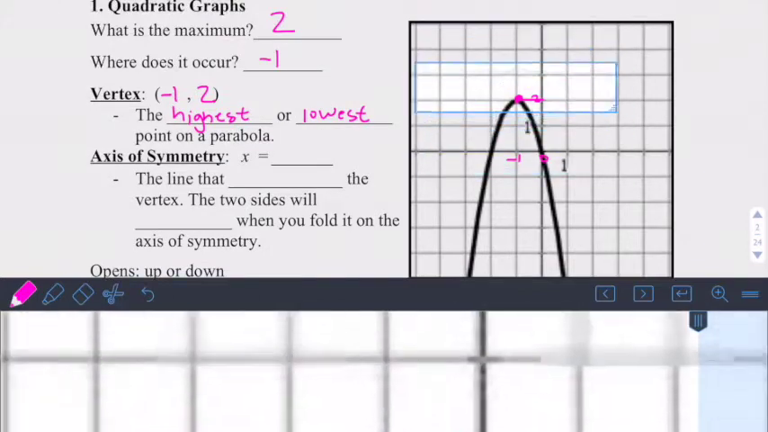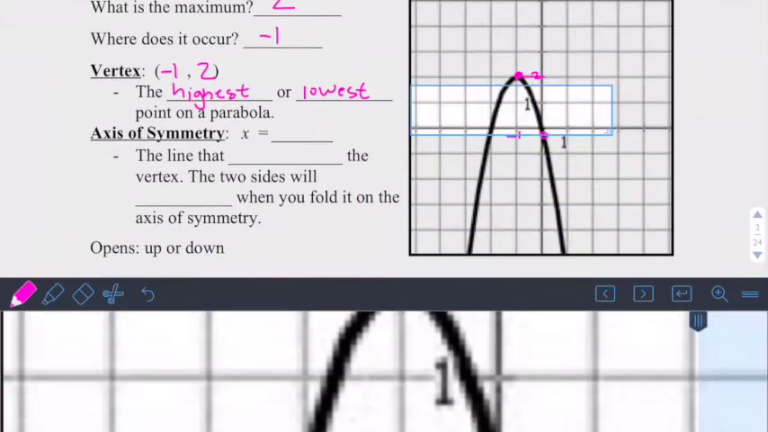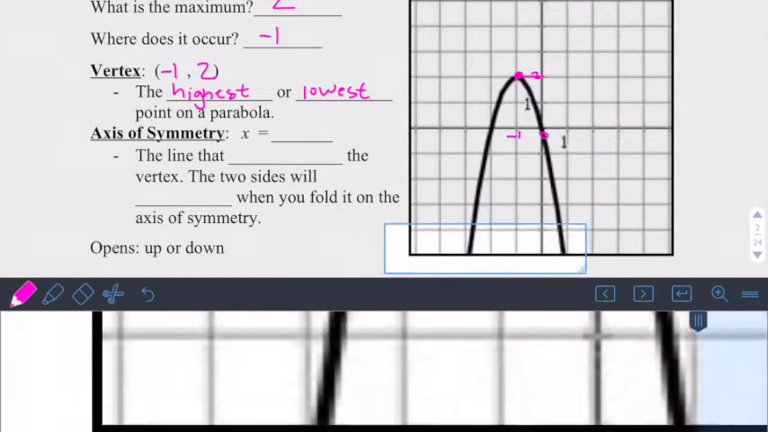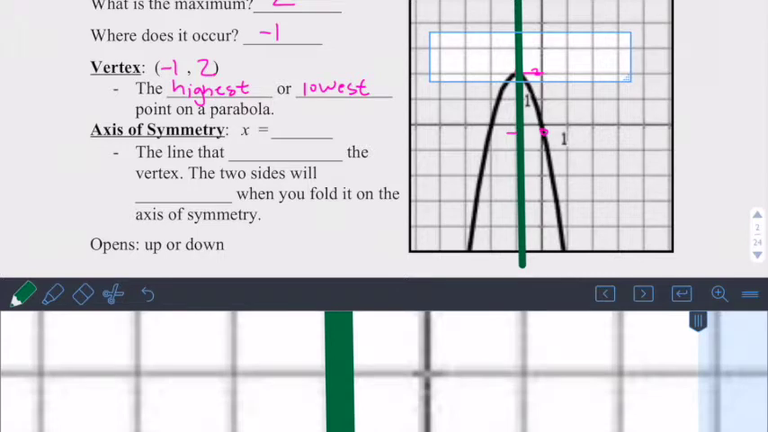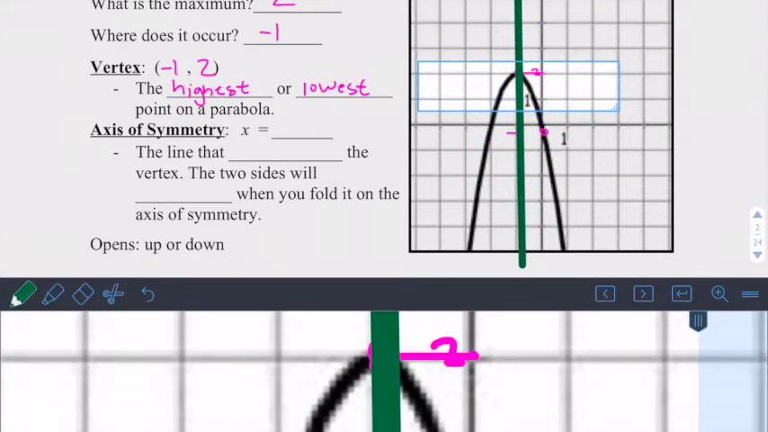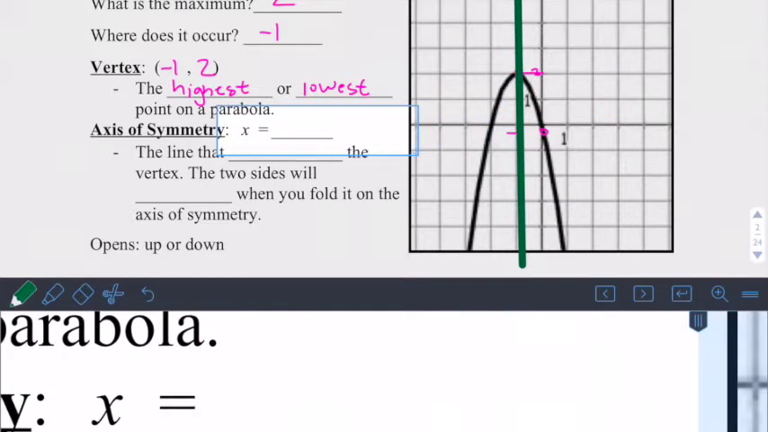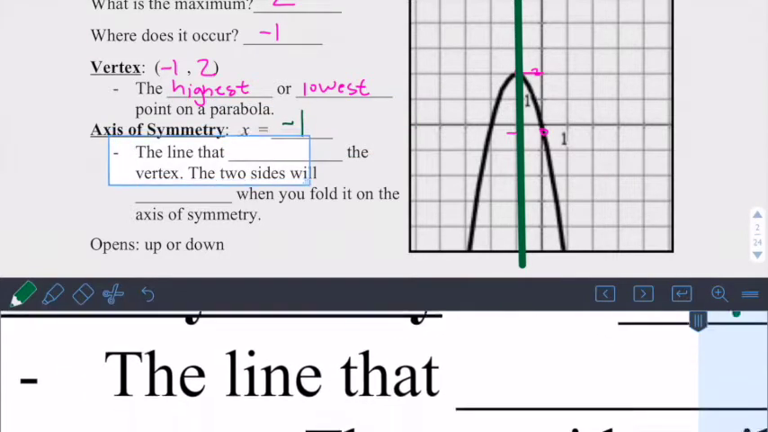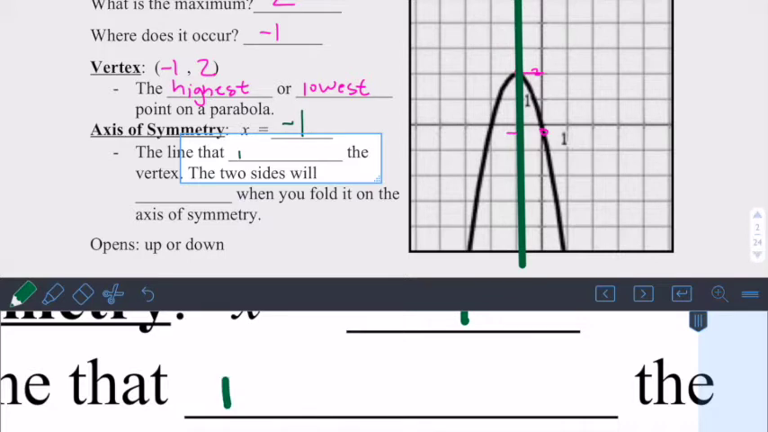We can also see in this parabola, which is what we call the graph of a quadratic equation, it's symmetrical. So if I drew this line right down the center, you could see that it's symmetric about this line. Okay, and remember we write vertical lines as x equals, and it's through -1, so x equals -1. So the axis of symmetry is the line that intersects the vertex.